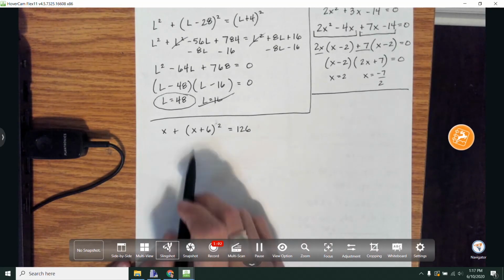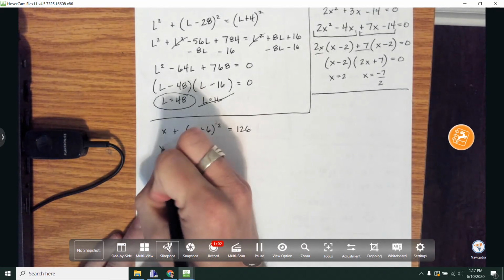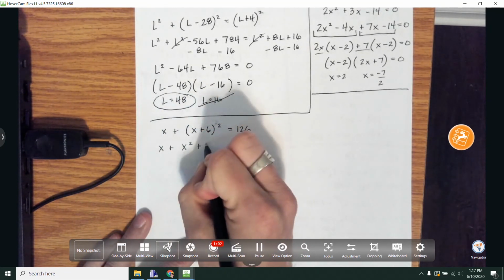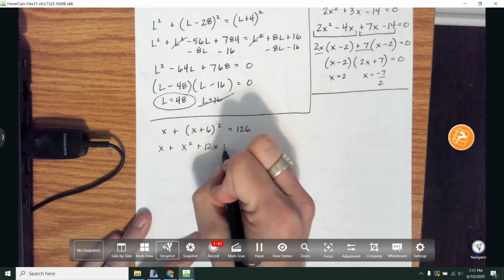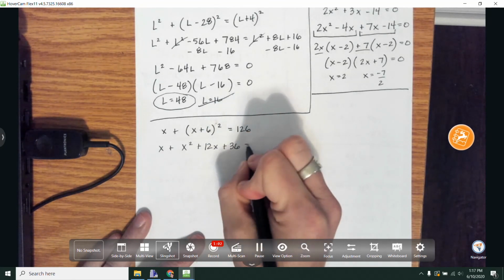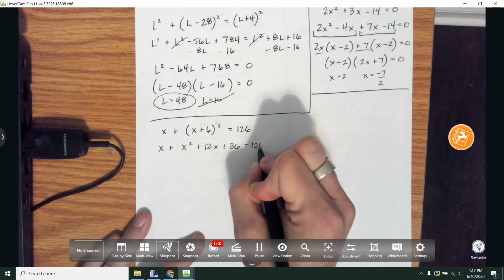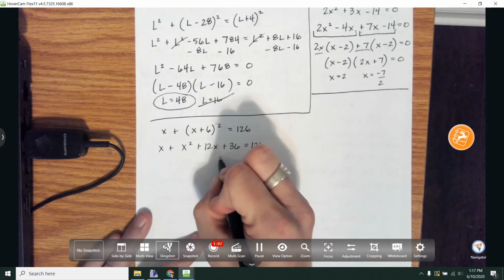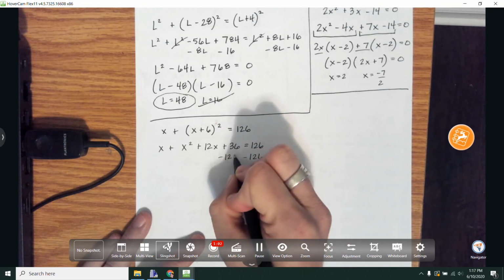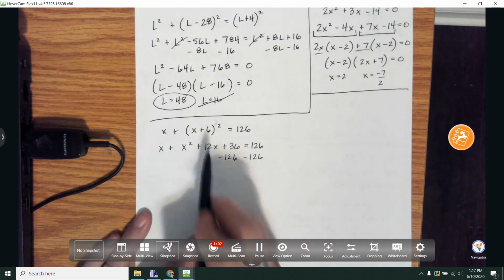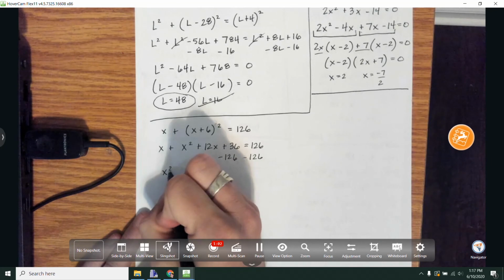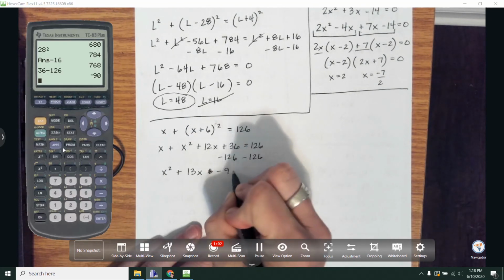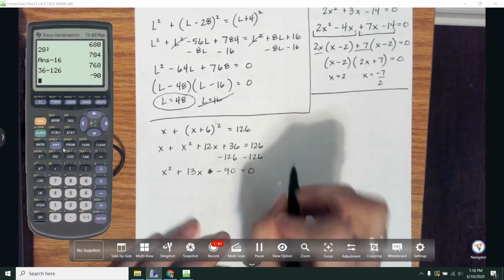So we're going to expand this parentheses out. We get x plus x squared plus 12x plus 36. This equals 126. We're going to subtract this 126. At the same time, we're going to be adding our like terms that we have here and here. That gives us 13x. We got x squared plus 13x minus 90, and now this equals 0.